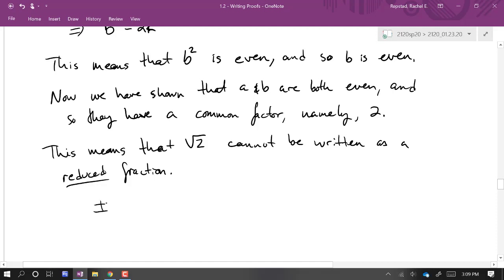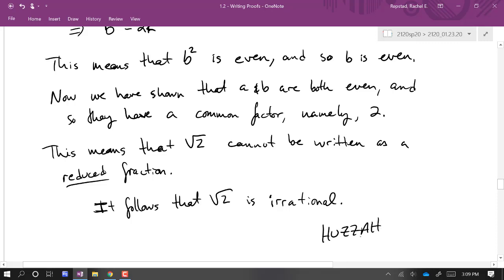And it follows that the square root of 2 is irrational. There's a story that gets told that is almost surely apocryphal. So, it's probably not true, but I'm going to tell it anyway.